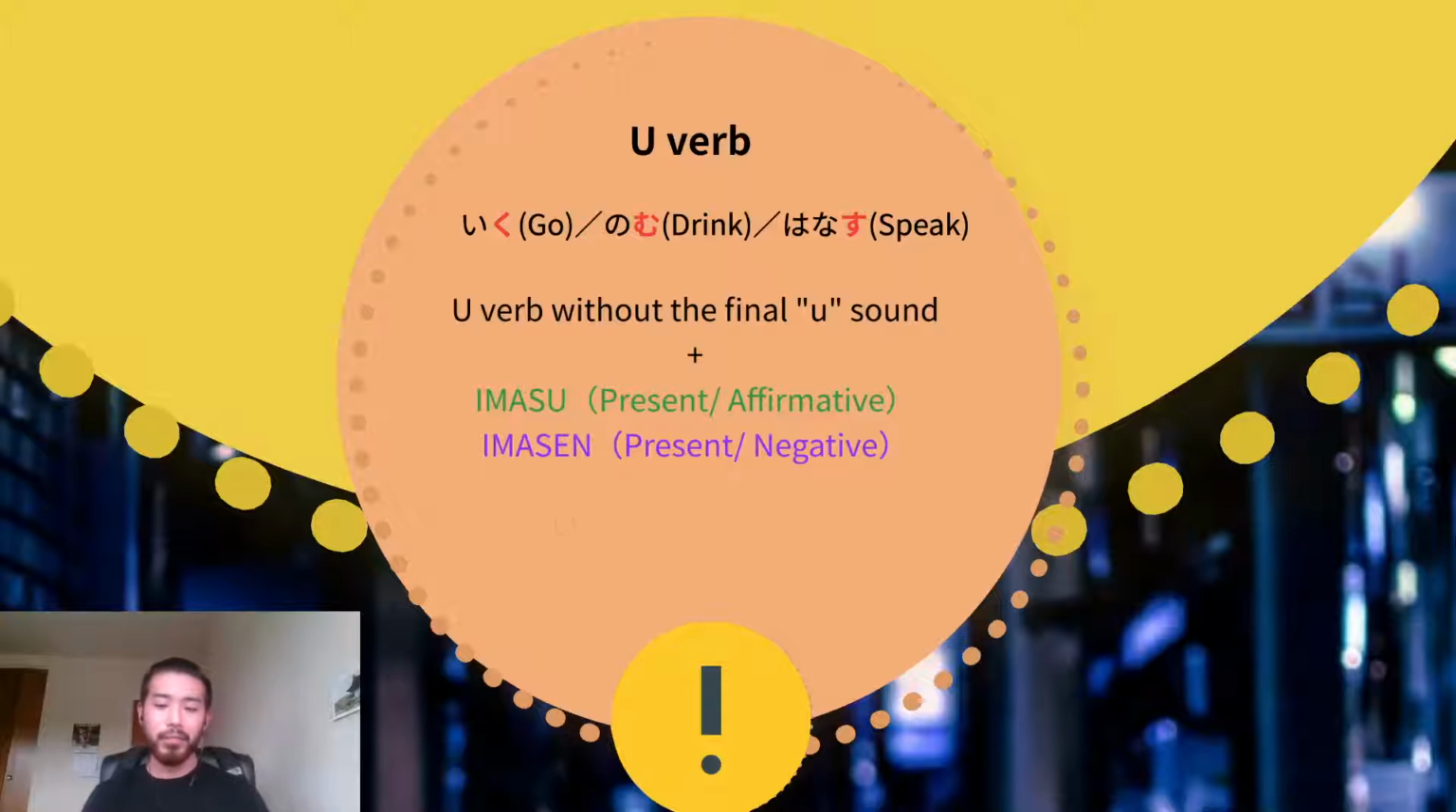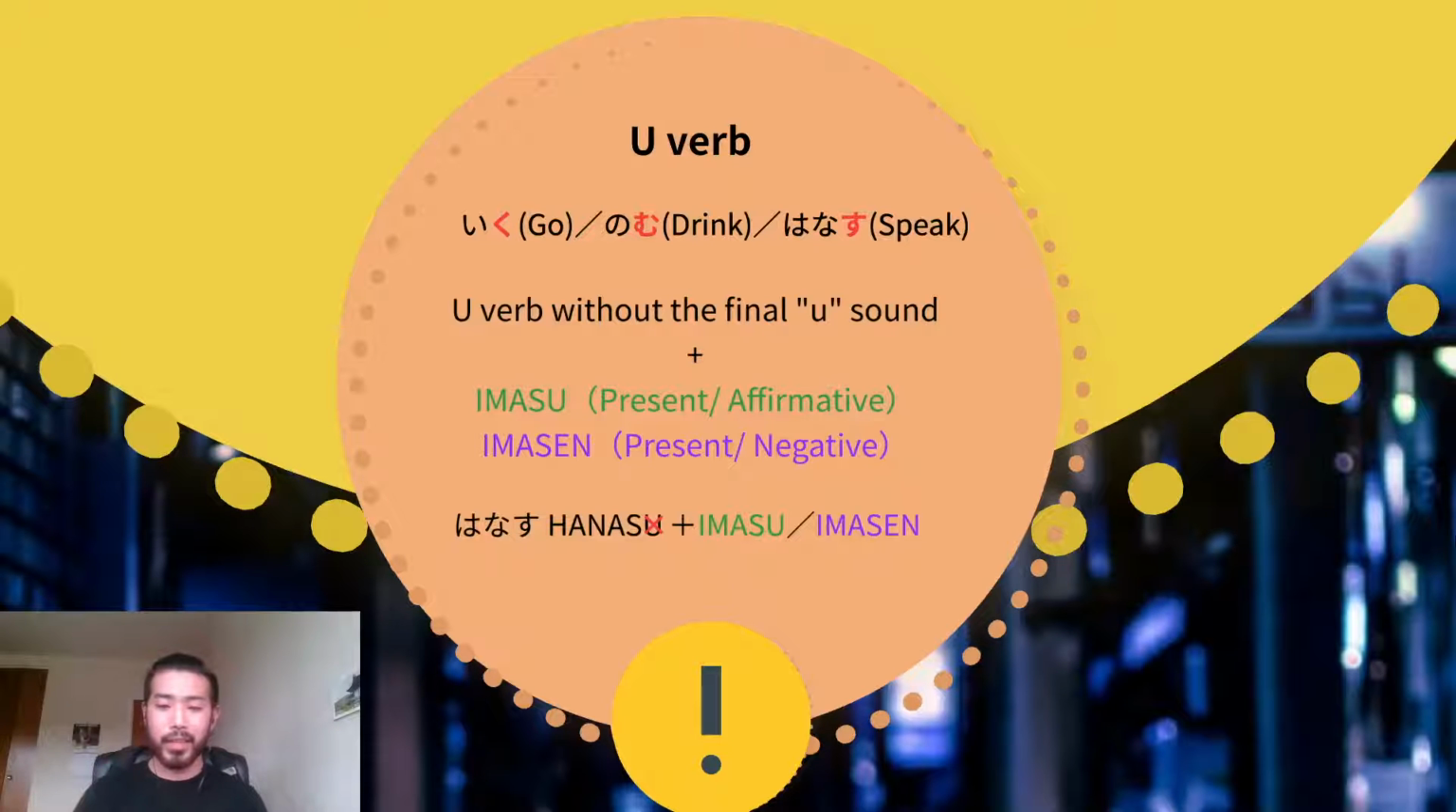What does it mean? Let's take a look. Iku, ku of course has a u sound. What you want to do is just drop this sound and add imasu or imasen. So, ikimasu, I go. Ikimasen, I don't go. And for the next one, nomu, to drink. Nomimasu, I drink. Nomimasen, I don't drink. And then same for the next one. Hanasu, hanashimasu, I speak. Hanashimasen, I don't speak.